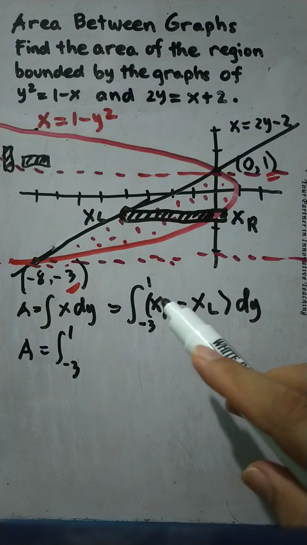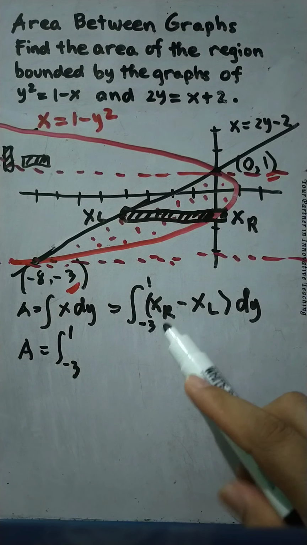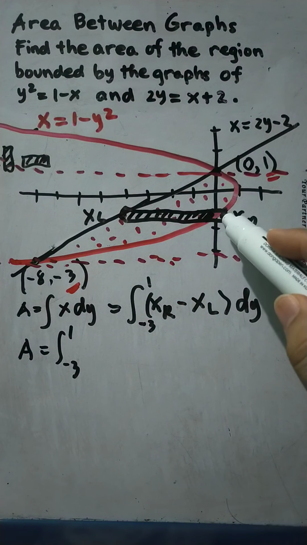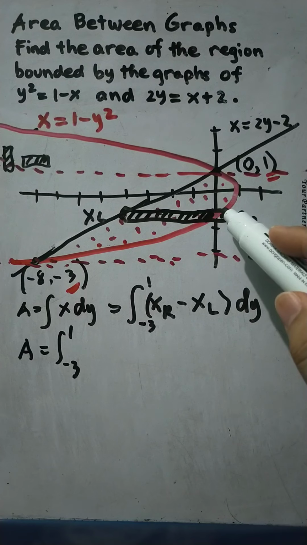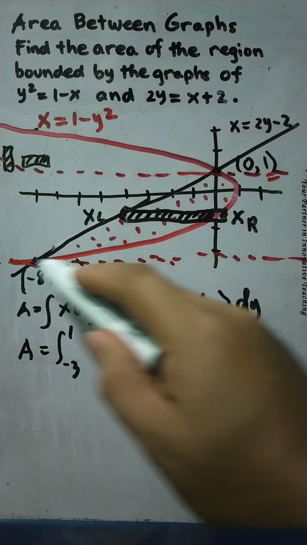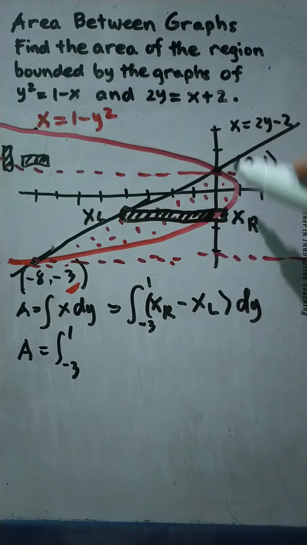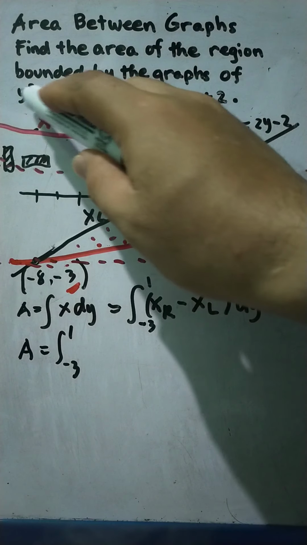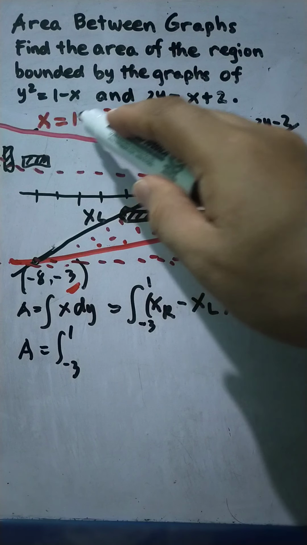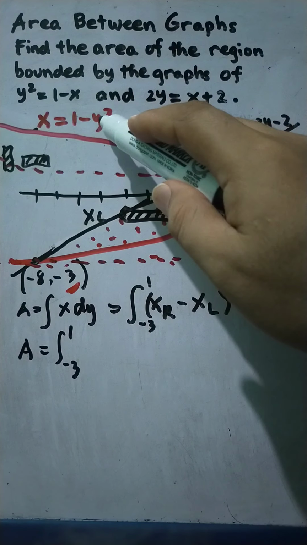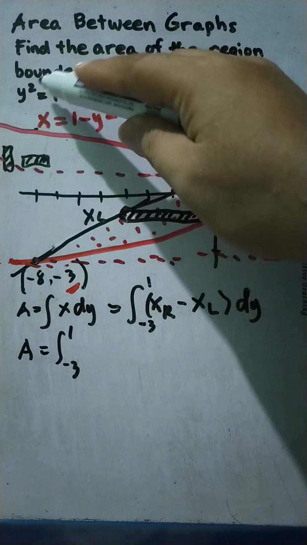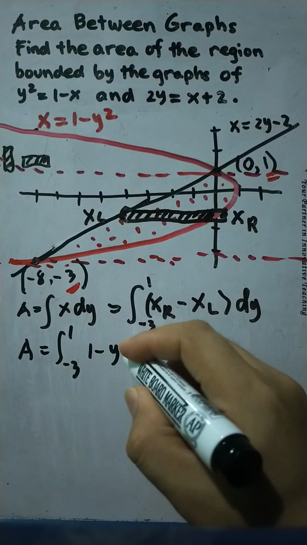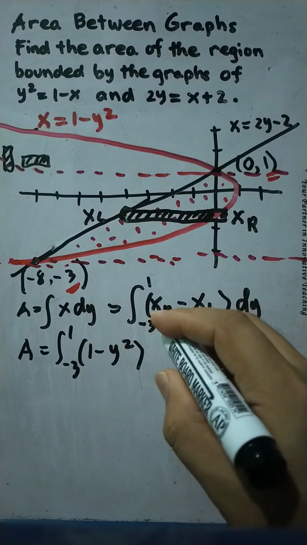Now, how about our xr? This xr is the x value of the graph passing through this point. So, what is the graph that passes through this point? This is the parabola. The x value of the parabola is equivalent to 1 minus y squared. See, this is the equation of a parabola. So, we have here 1 minus y squared. That is now my xr.